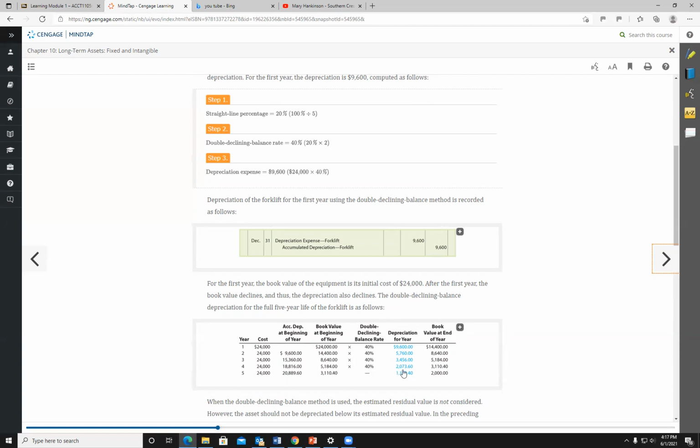Then at the beginning of year 4, the book value of that asset is 5,184. Multiply that by 40%. The depreciation is $2,073.60, giving a new book value of $3,110.40. And to get it to the residual value in the last year, the difference between the book value and the residual value is what you depreciate.